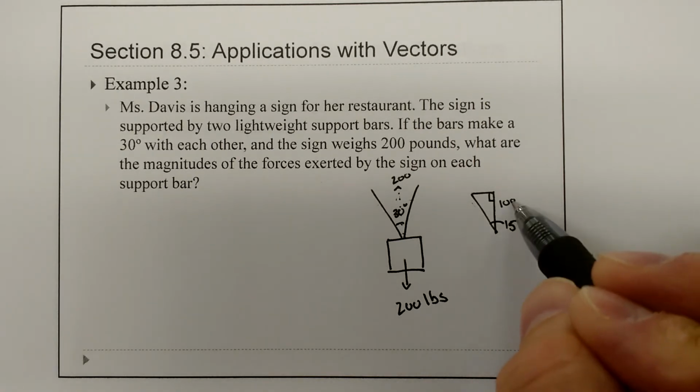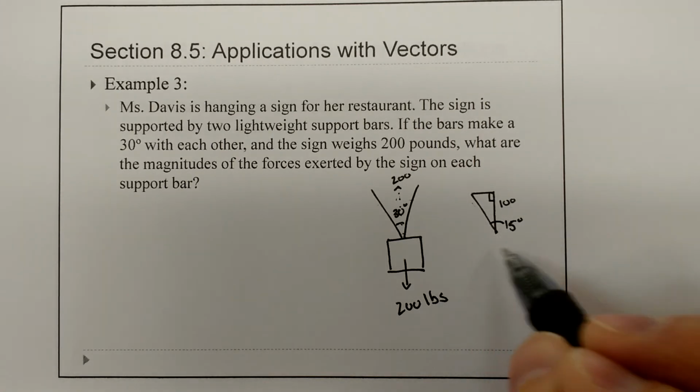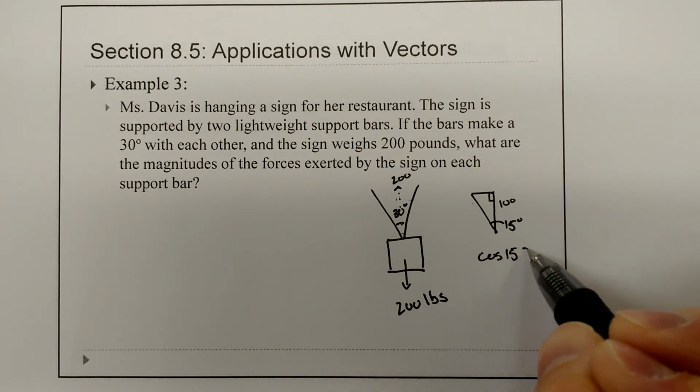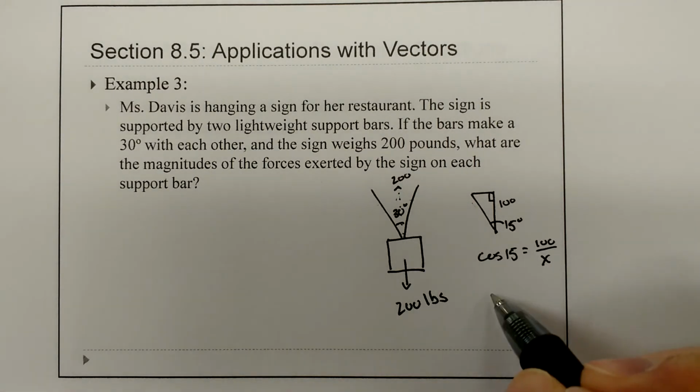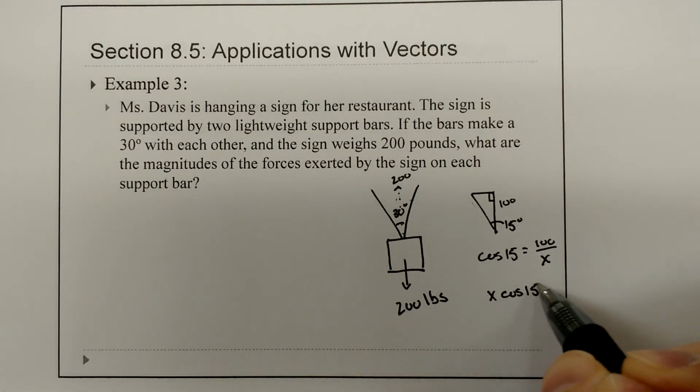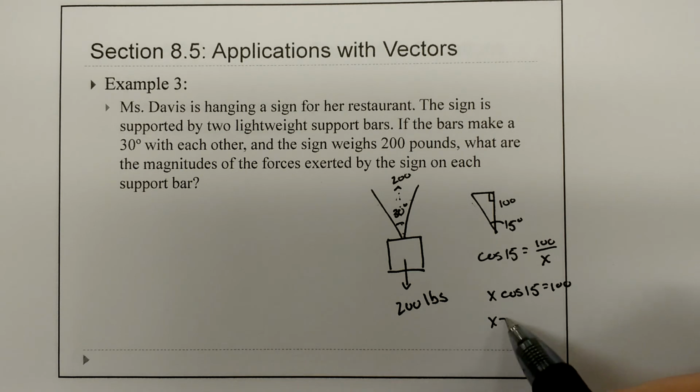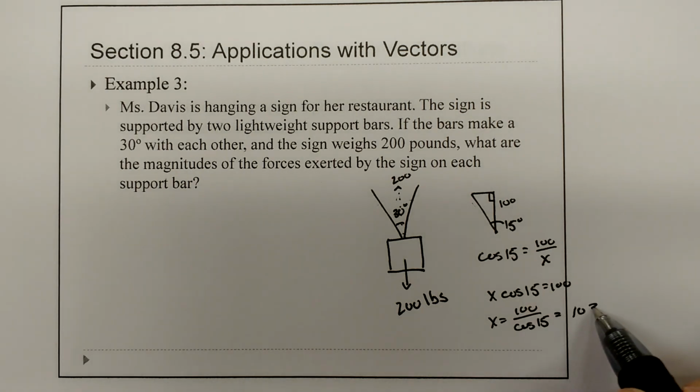So you know the adjacent side, and you're looking for the hypotenuse, that's cosine. The cosine of 15 equals the adjacent side over the hypotenuse. And then you have to solve for x. So each bar is actually holding 103.5 pounds of force.